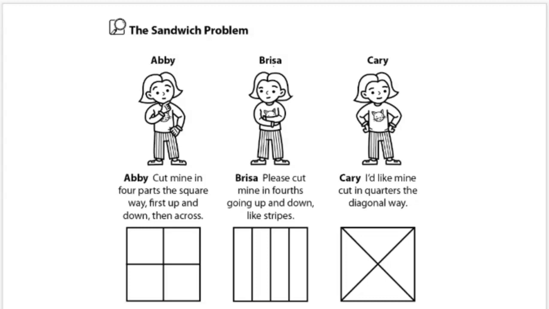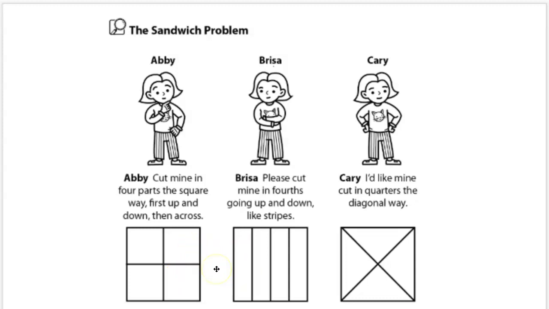Now let's think about how the fourths are the same in each sandwich and how they are different. So they're all the same because they're all 4 parts of the same size sandwich. If I stacked up Carrie, Brissa, and Abby's sandwiches right on top of each other, the whole sandwich would be the same size. All 3 of them would be the same size. That's what's the same. Now what's different is that each piece of their sandwiches is a different shape.